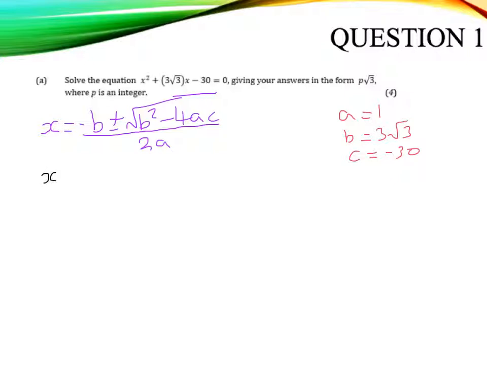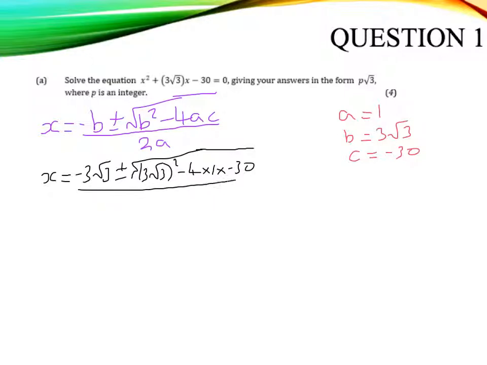So x equals minus 3 root 3 plus and minus the square root of 3 root 3 squared. I've stuck that in brackets so that I remember how to do that part. Minus 4 times 1 times minus 30. Remember to keep my square root sign all the way across. I'm dividing it all by 2 lots of 1, which is 2. So I've got minus 3 root 3 plus and minus.